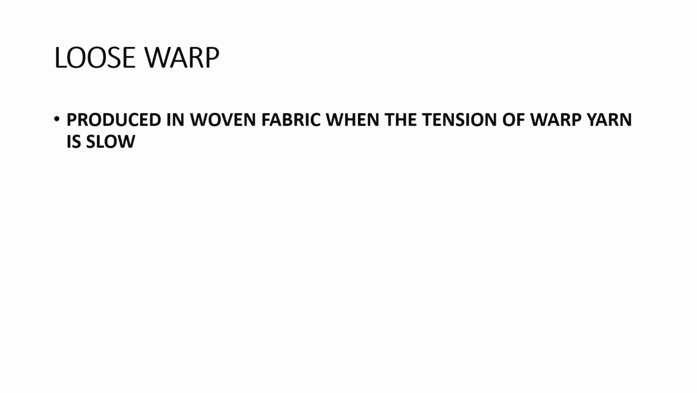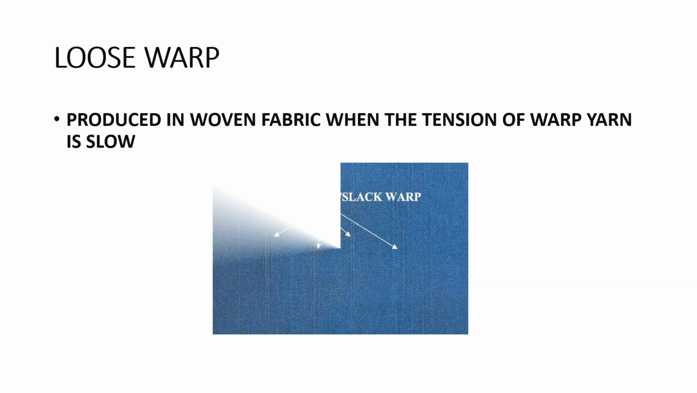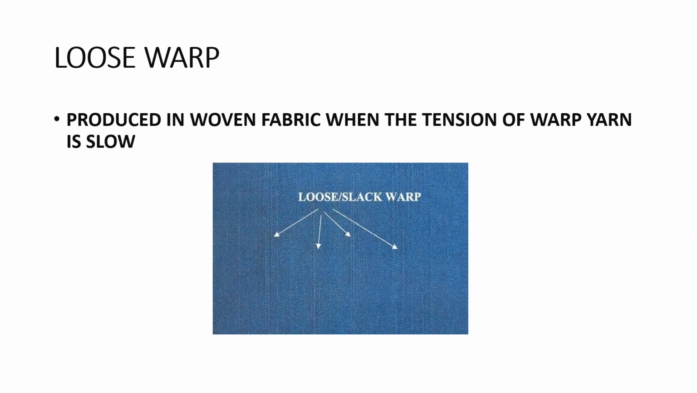Next students, we will see some other kind of defects like a loose warp. Now what do we mean by loose warp? How does it look, and where is it originated? It is produced again in the woven fabric, and tension of the warp yarn plays an important role in it.